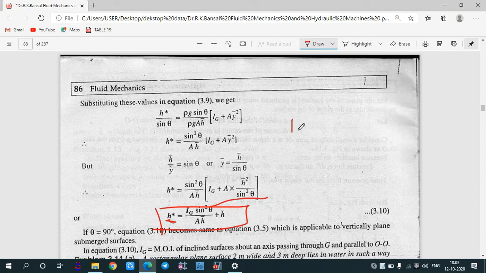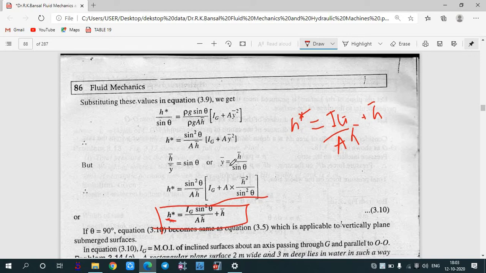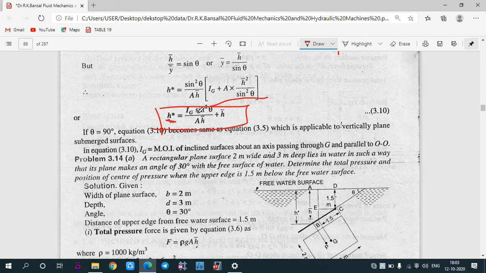In the horizontal plane it was only h star equals I G divided by A h bar, plus h bar. In case of inclined plane, we need to add sine square theta. Why do we need to add the sine square theta? For that, I've already discussed and done the derivation. You can see my previous video in order to understand it properly. So these two formulas are used in order to calculate the total force and the center of pressure.